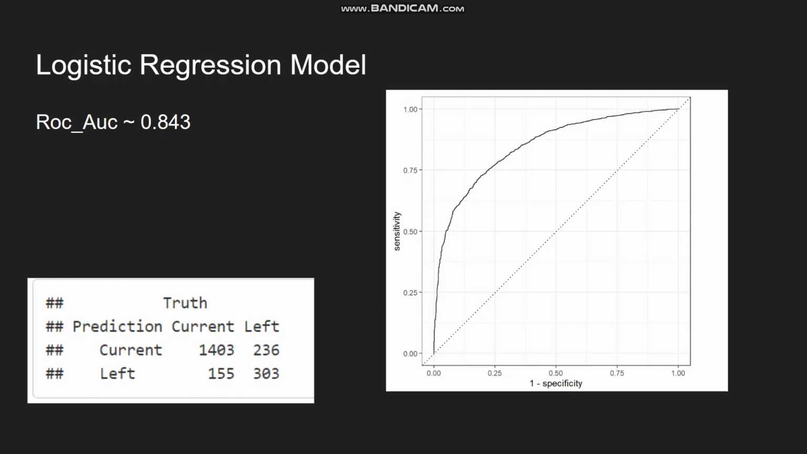Now, to jump into our machine learning, here we have our first model, which is the logistic regression model, which provided us an ROC AUC of 0.843. And this model also gave us 236 false positives and 155 false negatives.